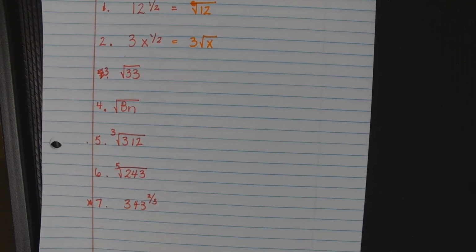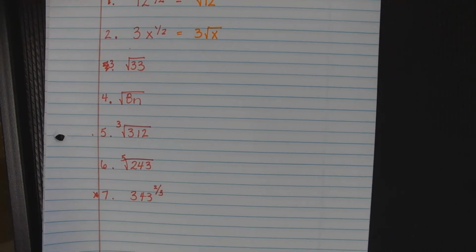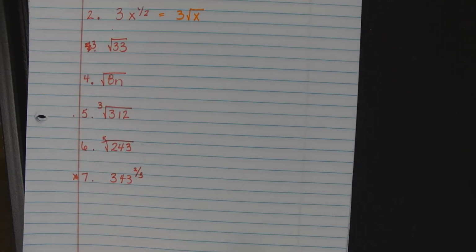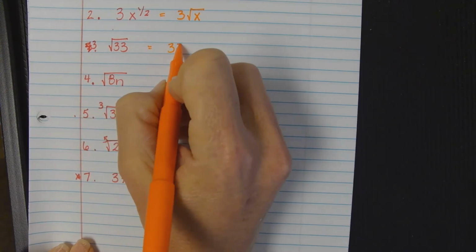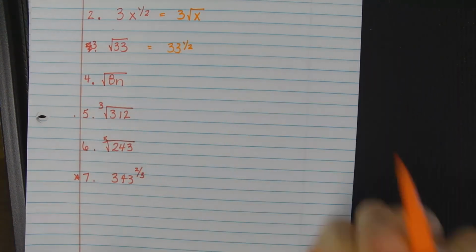All right, so look at number 3. What form is number 3 in? It's in radical, so let's put it in exponential. 3 to the 1/2. And that's it. Will it always equal 1/2 when it's radical form?